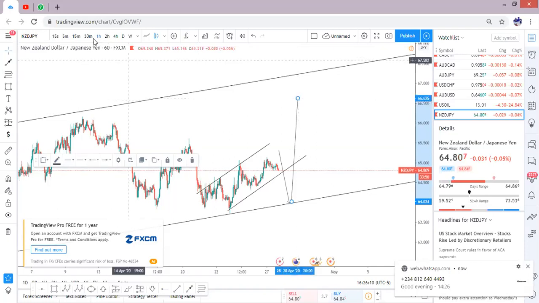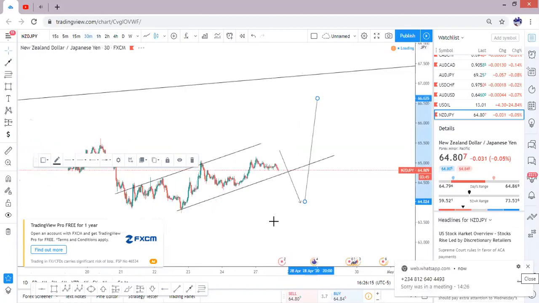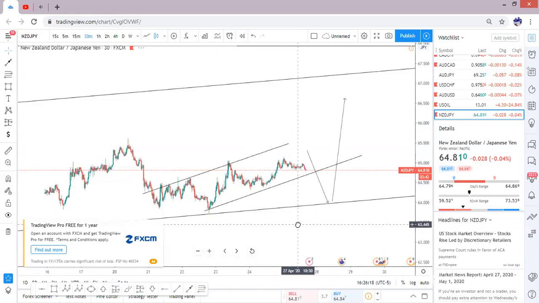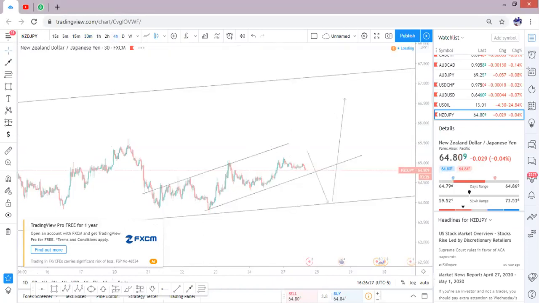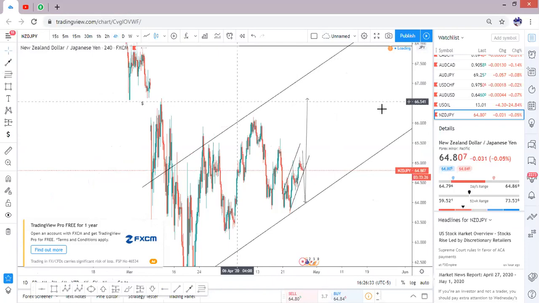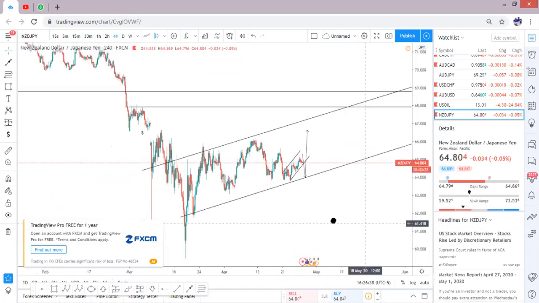So you can move to the 30-minute time frame as well. You can see on the 30-minute time frame, we have the same confirmation. So that's that on this pair. Moving on to the next one, we have Euro AUD.